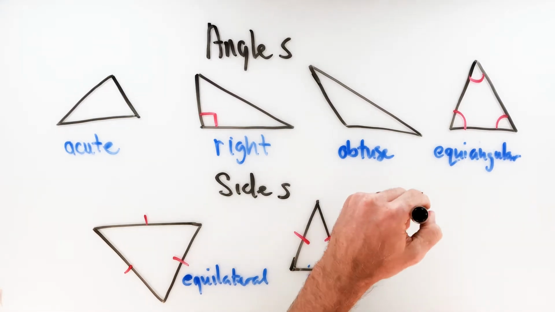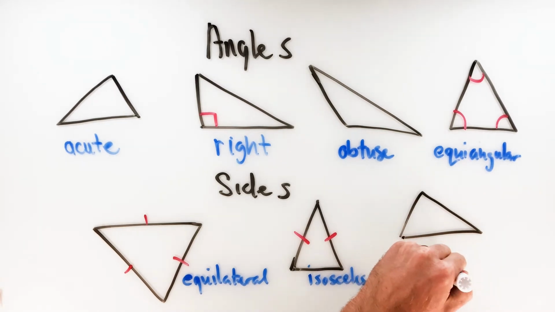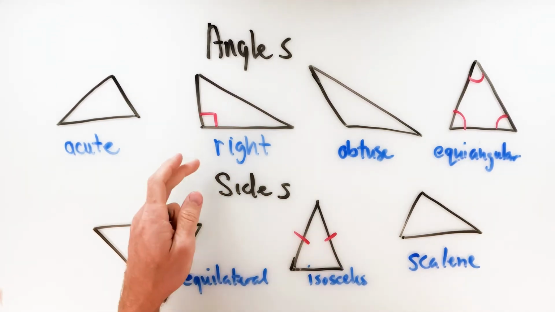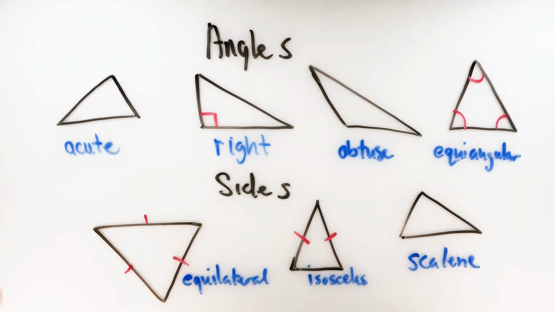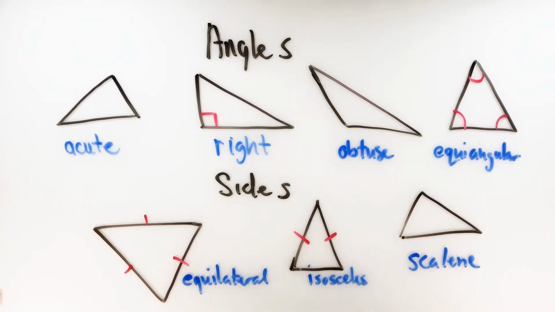And then finally, if none of the sides are the same length, all three sides are different, we call that a scalene triangle. Each time you classify a triangle, you will be able to take one classification from the angle section and one classification from the sides. It could be, for example, a right isosceles triangle, or it could be an obtuse scalene triangle.